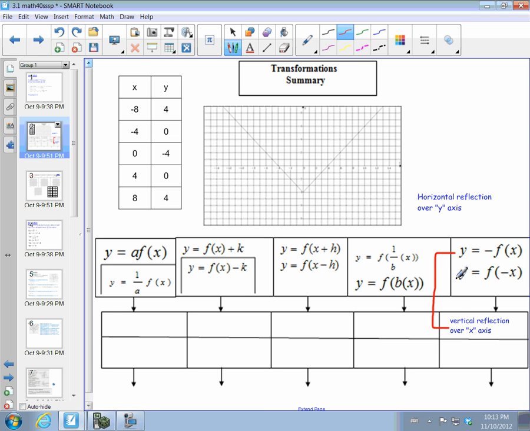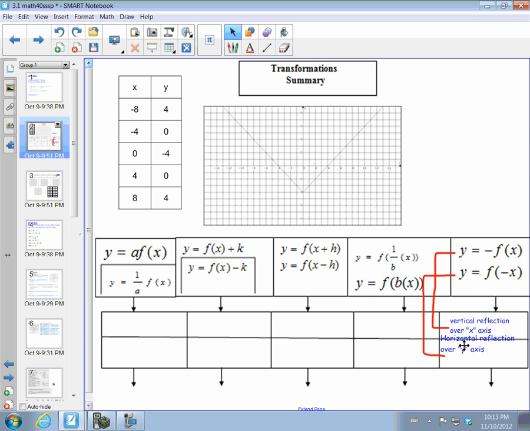The second mapping rule, y equals f at negative x, will pertain to what we write in the second box, and that is a horizontal reflection. Horizontal reflections, if you're going to reflect a graph horizontally, it needs to be reflected over the y-axis. Okay, so think of a reflection as basically folding a piece of paper along a mirror line.